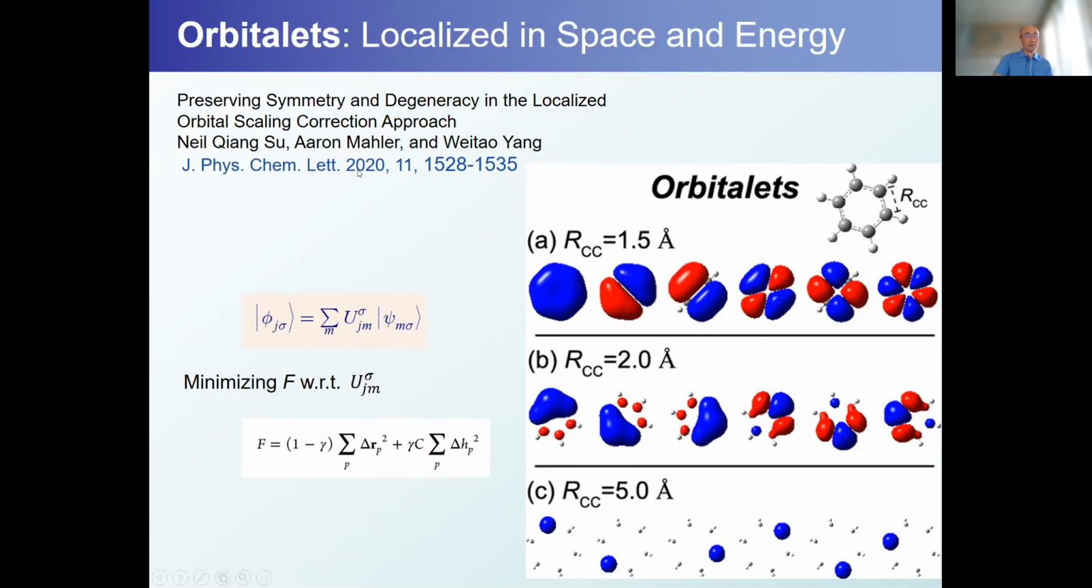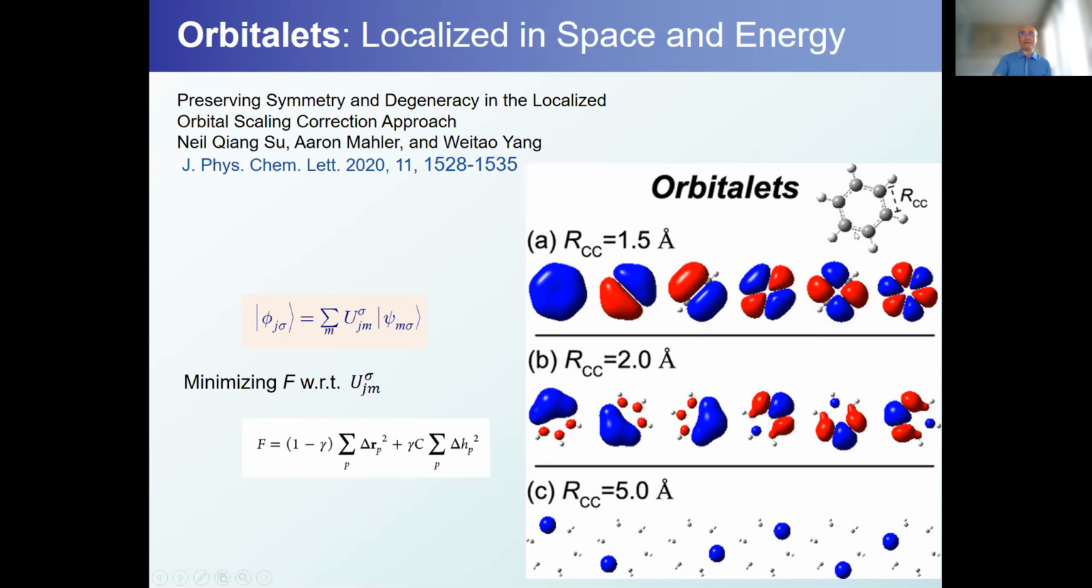In a later piece of work, we developed a more elegant and better formulation for the energy localization. It's just the spread, the second moment in the position and the second moment in the energy, the orbital energy. So minimizing this spread is a restriction. So this becomes really the energy and space localization combined.